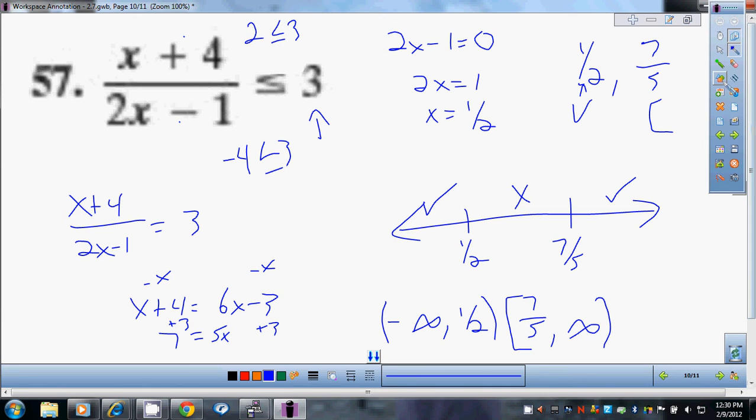In fact, has everybody written down the stuff in the top right hand corner?